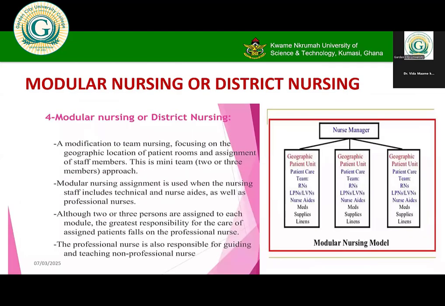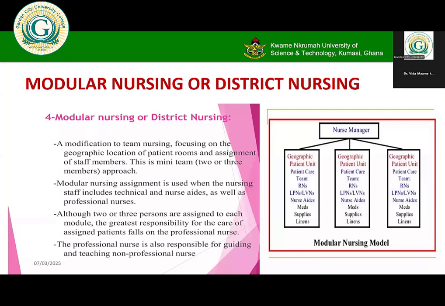Then we also have modular nursing, or district nursing. This is a modification of team nursing. And this one focuses on the geographic location. It is focused on the geographic location of patient rooms and assignment of staff members. So let's say this is a mini team, a 2 or 3 member approach.